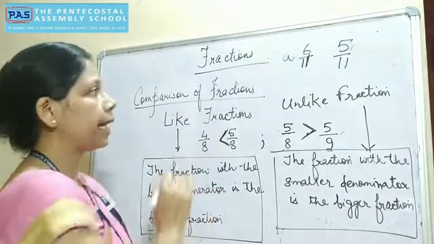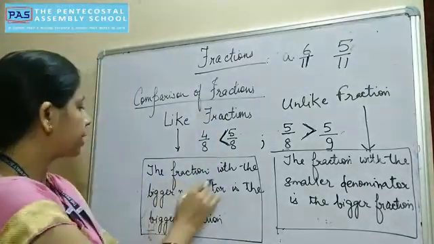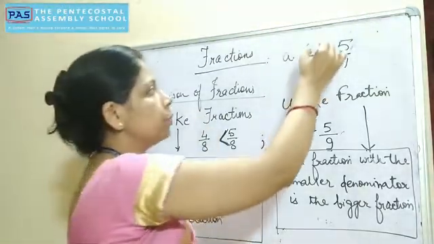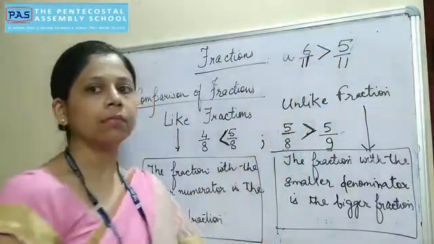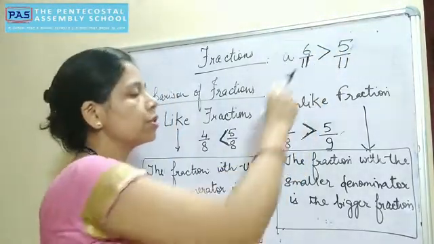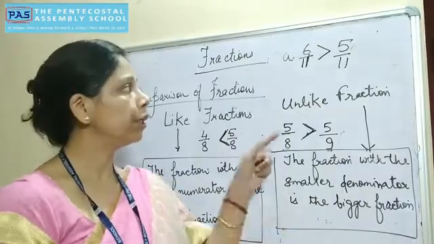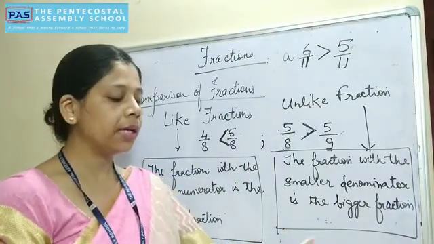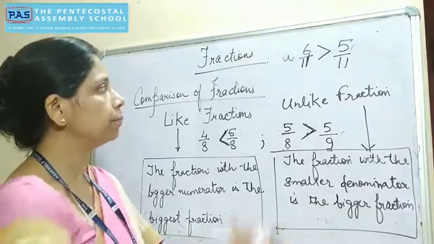Denominator same, so these are like fractions. And what I have said, the fraction with the bigger numerator. So which is the bigger numerator? This, isn't it? So this is your answer. So you can do this, you can put this sign. In the next question, that is B.